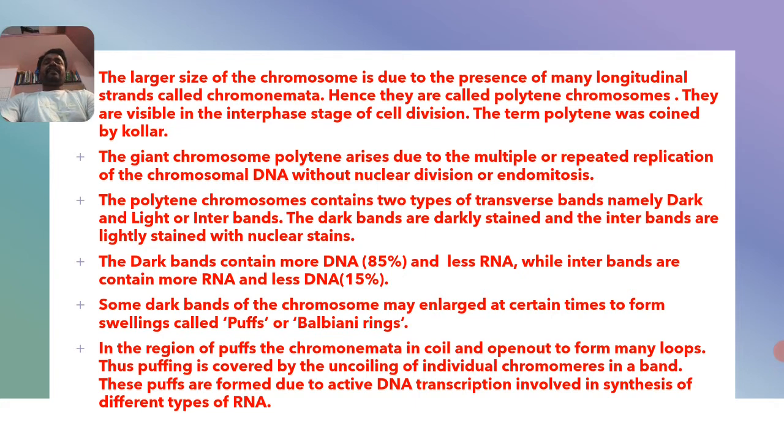I hope you understand my language. It means polytene chromosomes are the larger chromosomes. Why are they produced? Due to multiplication. More multiplication takes place within the nucleus without nuclear division. The nucleus does not divide here. Within the nucleus only, chromosomes repeatedly multiply, or repeatedly undergo replication. The result is the production of larger chromosomes.